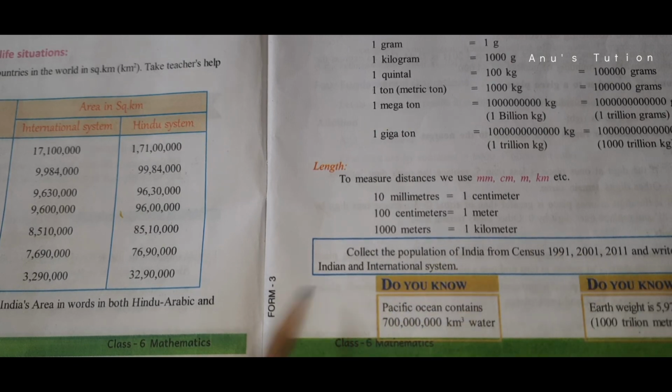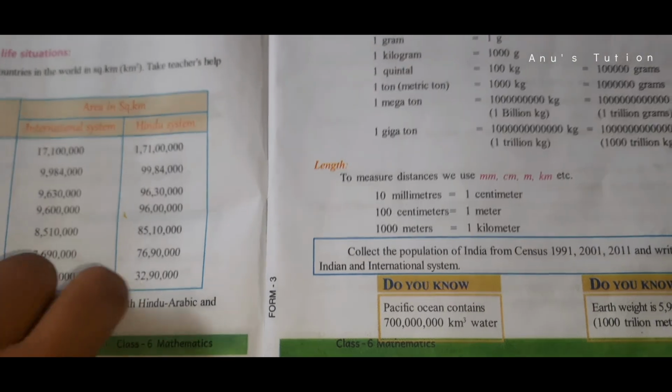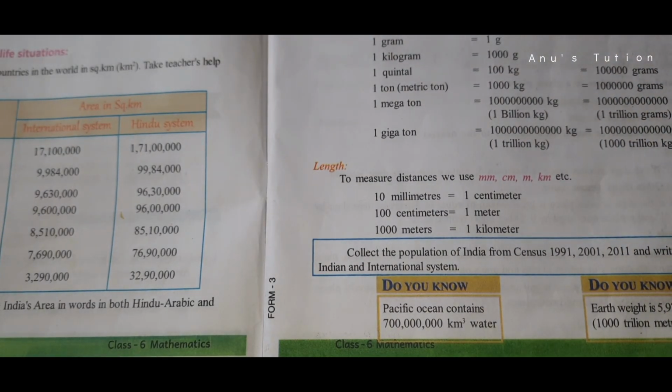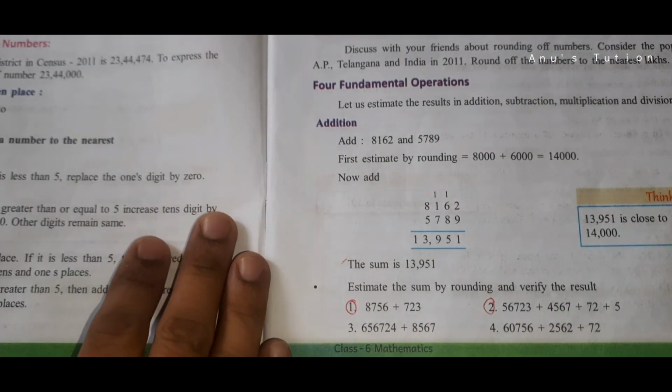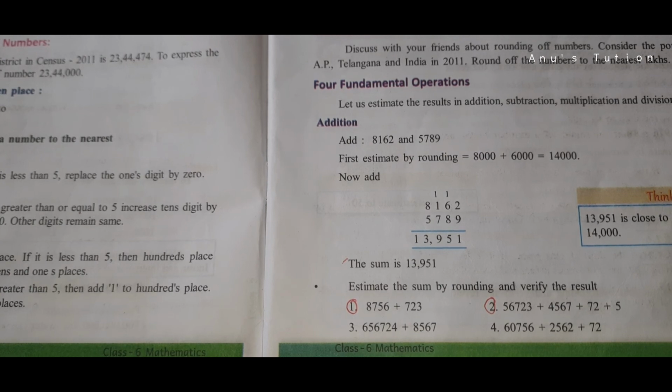1991, 2001, 2011 and write in words using the Indian and international system. Up to this, the exercise 1.3 and 1.5 explanation is completed. In the next class, we will start exercise 1.4. Okay. Exercise 1.4 and the word problems in the exercise.